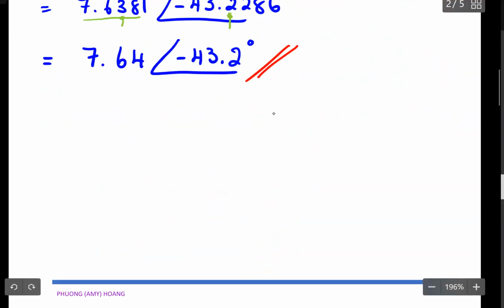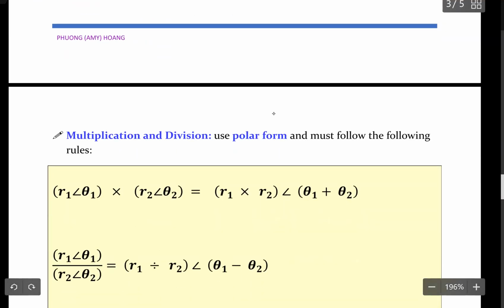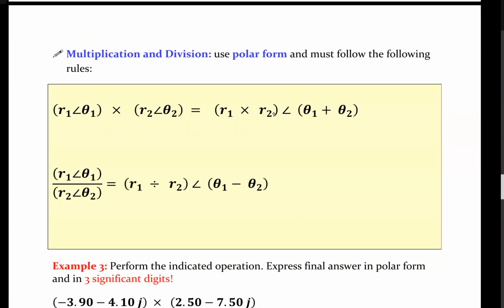Okay, so let's go over the multiplication and division. Okay, so when you need to multiply and divide, it's best to use polar form. The reason I pause is this. When you multiply and divide two complex numbers, there are rules for you to perform these two operations using rectangular form as well. So you don't have to stick to polar form to multiply and divide two complex numbers. However, to simplify the process in this class, I recommend this rule.